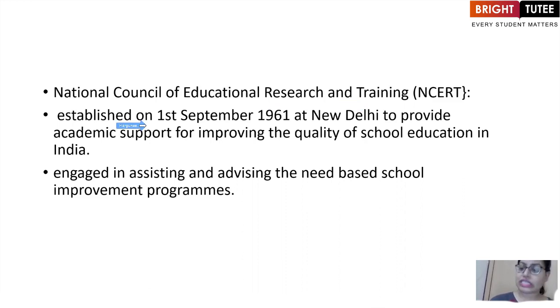This was established on 1st September 1961 at New Delhi to provide academic support for improving the quality of school education in India. Now, it is highly engaged in assisting as well as advising need-based school improvement programs. So it conducts a survey, a need analysis, to see what new needs to be brought about in the schools, how to improve their functioning, etc. Based on that, it conducts a lot of improvement programs.